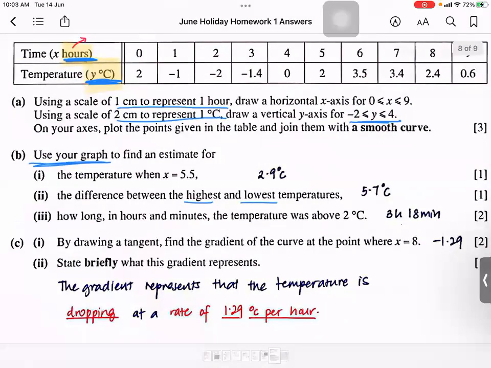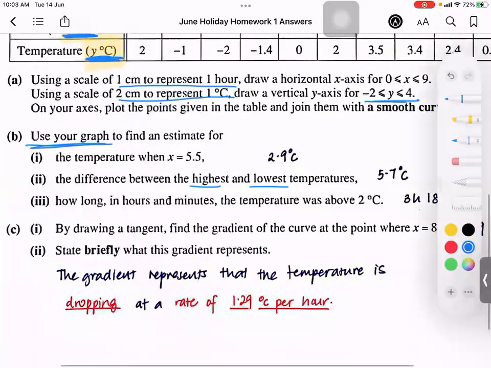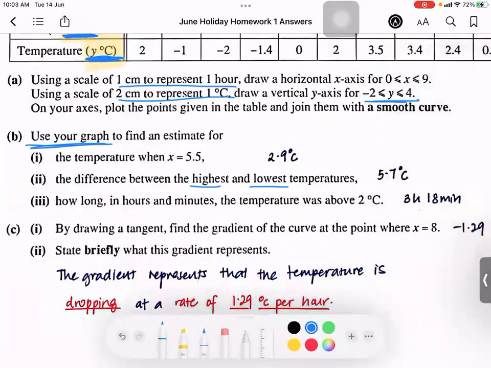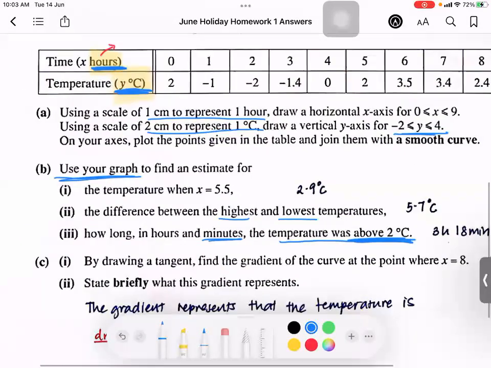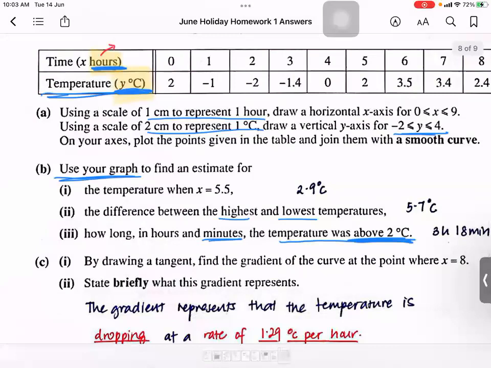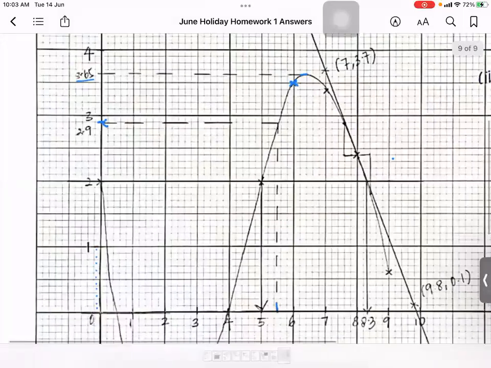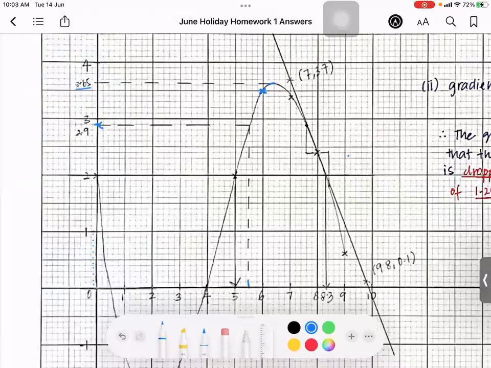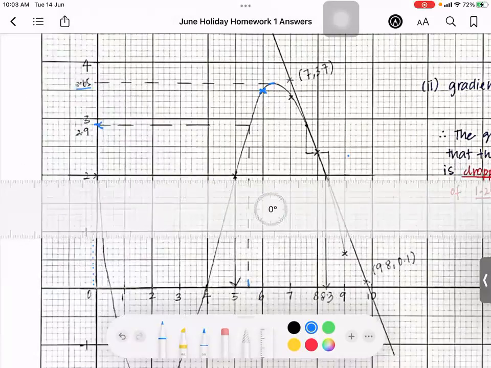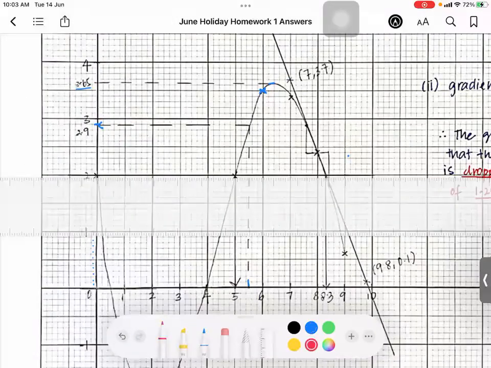Okay. Next part of the question, now comes the application question. How long in hours and minutes? See, they ask you to do conversion, right? And the temperature was above 2 degrees Celsius. Degrees Celsius is my y-axis, right? So let me go back to my graph. Look for 2 degrees Celsius above. Okay, let me take out my ruler. Okay, above 2 degrees Celsius.